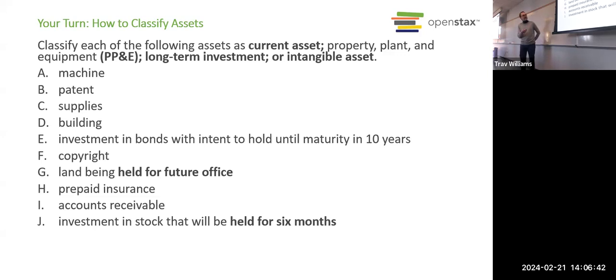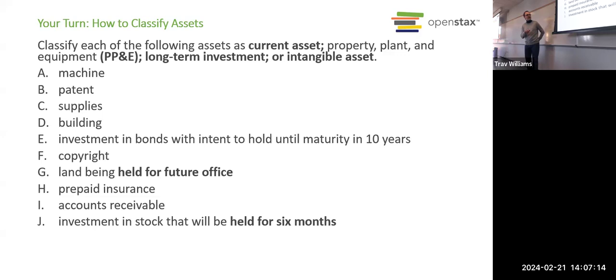Okay, copyright. Intangible. Land being held for a future office. It would be property. If it said land that the company owned, that it wasn't using, but hoped to sell for a profit someday, that would then be an investment. But if they're using it or planning to use it in their business, that makes it part of PPE.